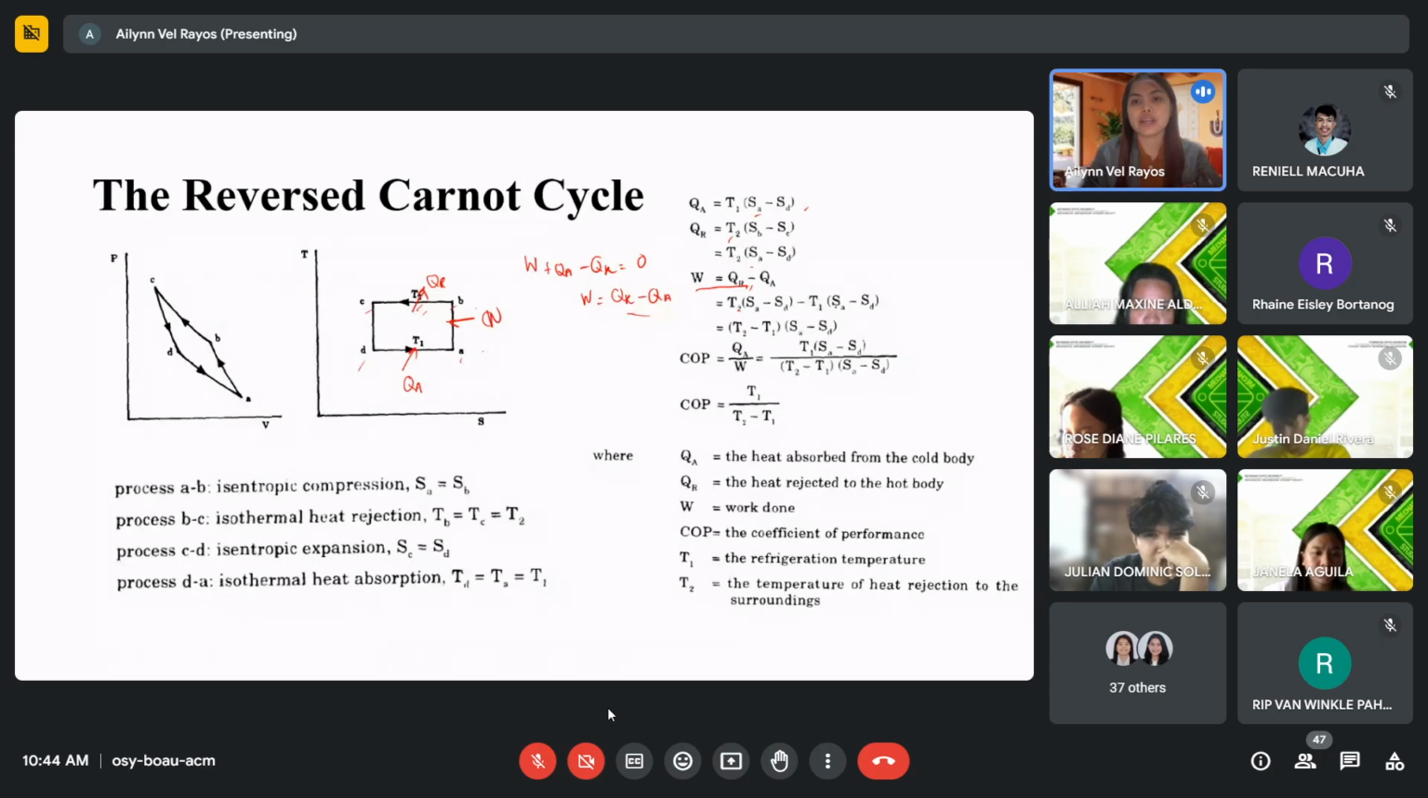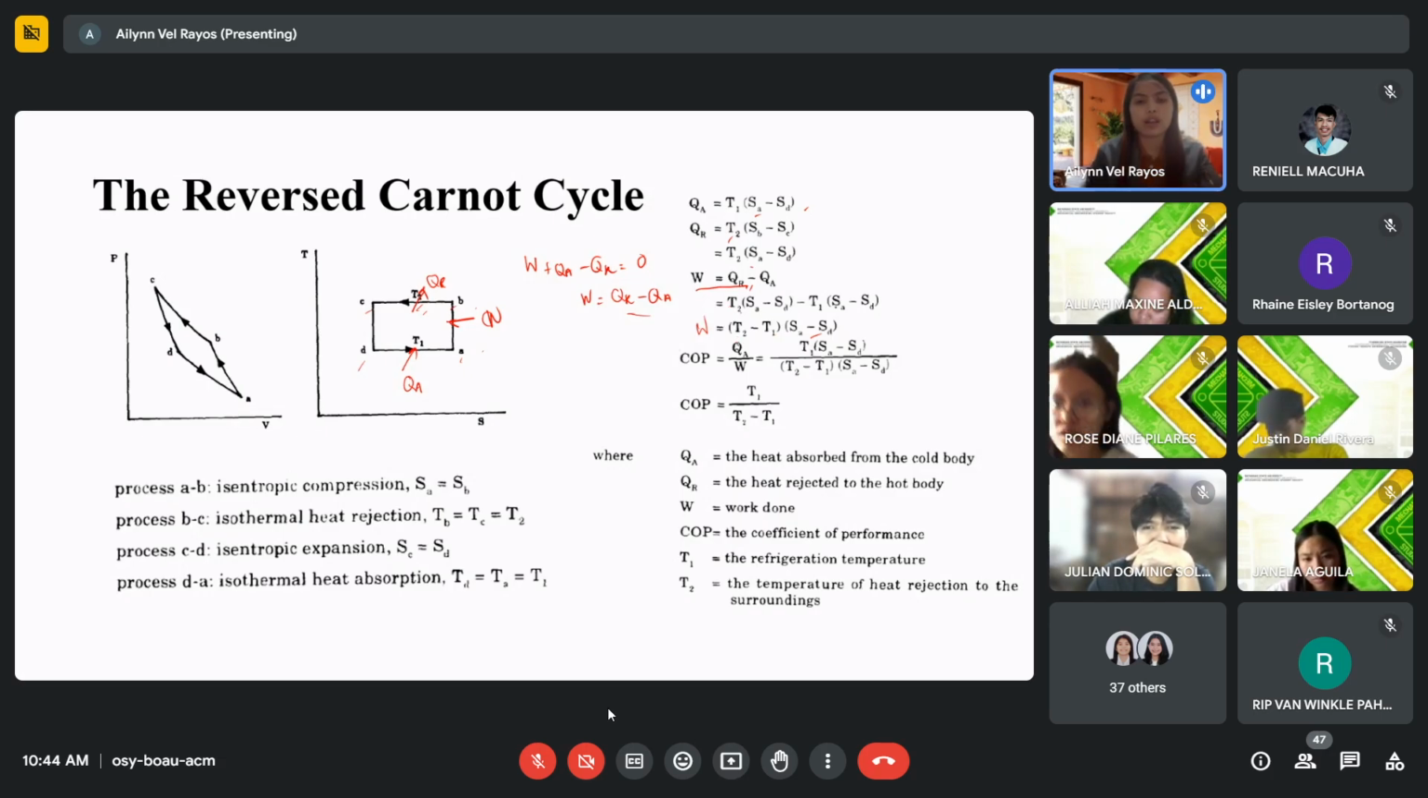So our heat rejected is T2, we just substitute the value: SA minus SD, minus T1, our QA, which is T1 times SA minus SD. So the common factor again is the change in entropy multiplied by T2 minus T1. So this is our work.